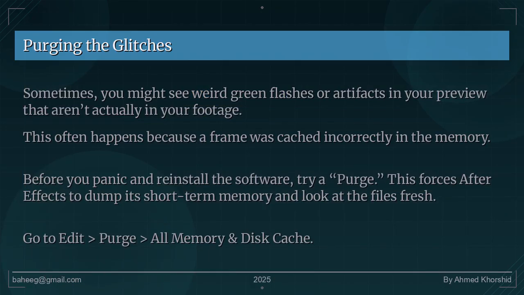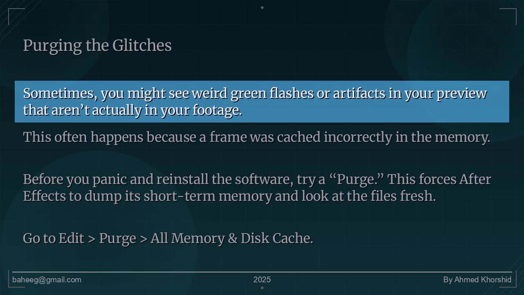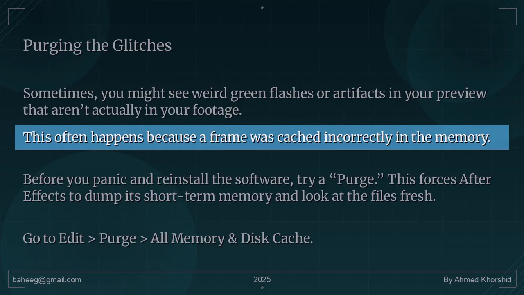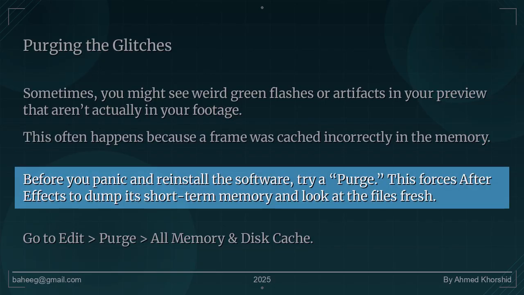Purging the glitches. Sometimes, you might see weird green flashes or artifacts in your preview that aren't actually in your footage. This often happens because a frame was cached incorrectly in the memory. Before you panic and reinstall the software, try a purge. This forces After Effects to dump its short-term memory and look at the files fresh.